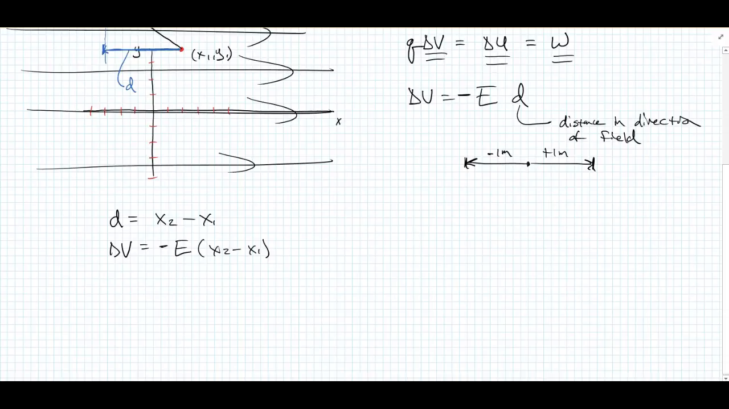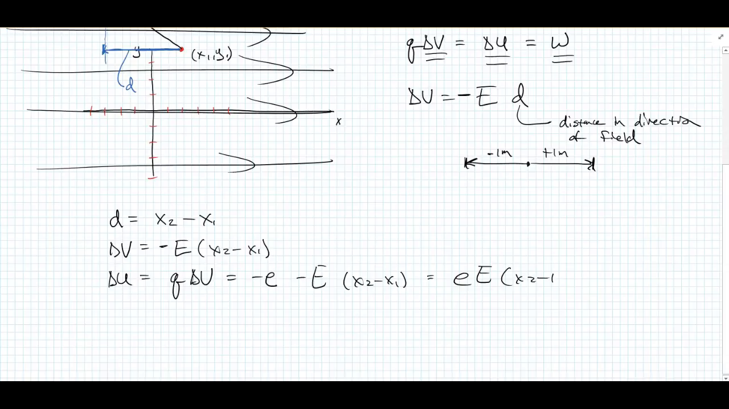Alright, so the change in potential energy of the electron is going to be Q times the change in potential, and we know what the charge is. That's negative e, and then I've got negative capital E for the field strength. So it's going to be e times E times x2 minus x1. That's the change in the potential energy of the electron, and that then is the work that I have to do.